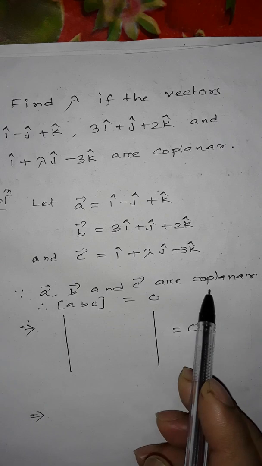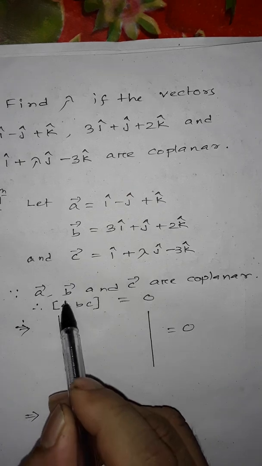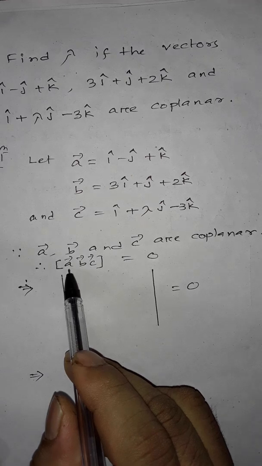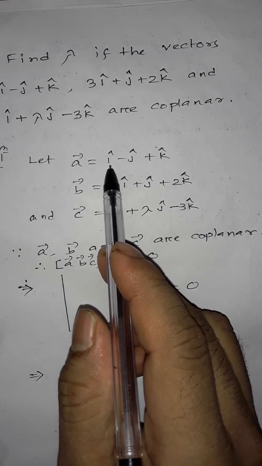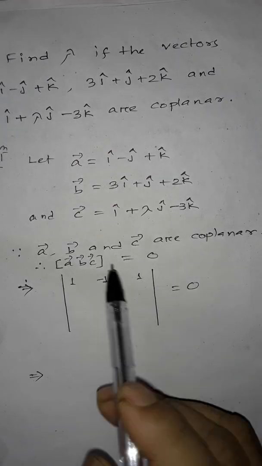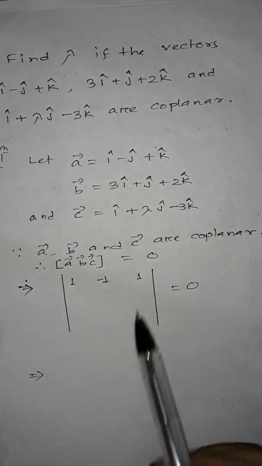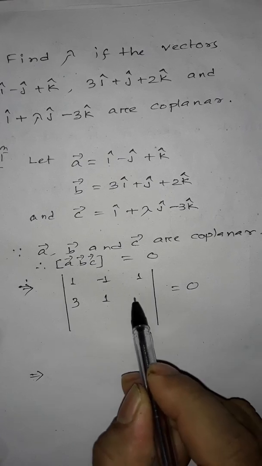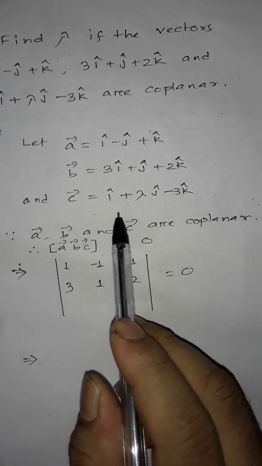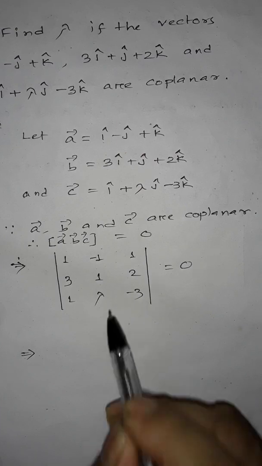Since a, b and c are coplanar, therefore the scalar triple product of the three vectors will be 0. The first vector is a here, so the scalar components of the vector a are 1, minus 1, 1. The second vector is b, scalar components are 3, 1, 2. The third vector is c, and its scalar components are 1, lambda, minus 3.